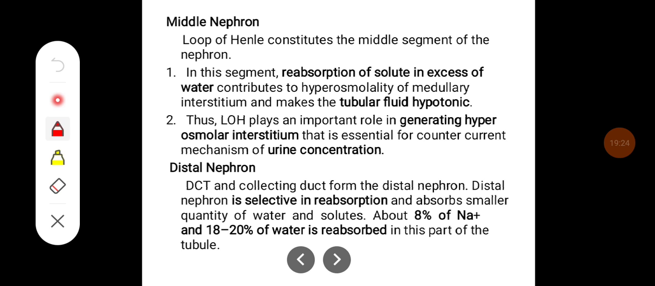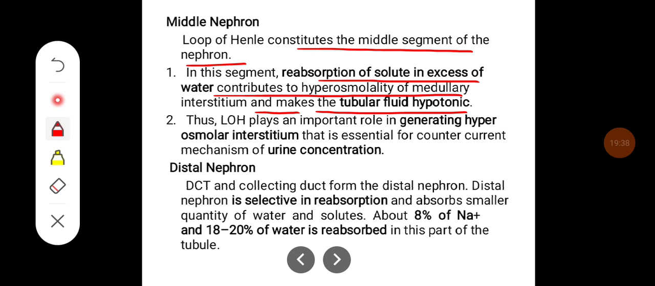The loop of Henle constitutes the middle nephron. In this segment, reabsorption of solute in excess of water contributes to hyperosmolarity in the medullary interstitium and makes the tubular fluid hypotonic. Thus, the LOH plays an important role in generating a hyperosmolar interstitium that is essential for the countercurrent mechanism of urine concentration.